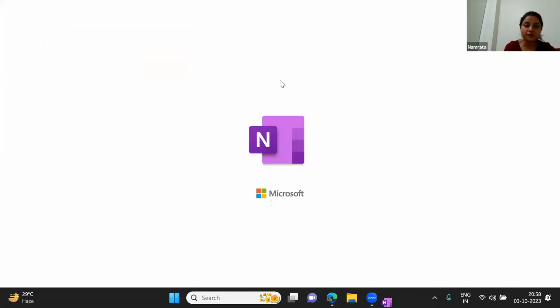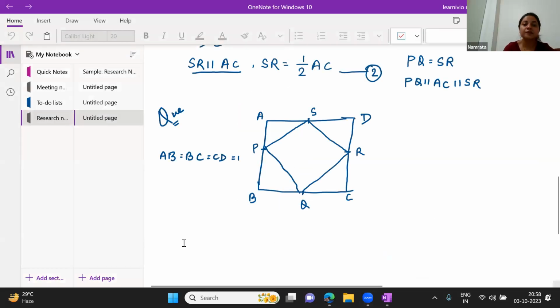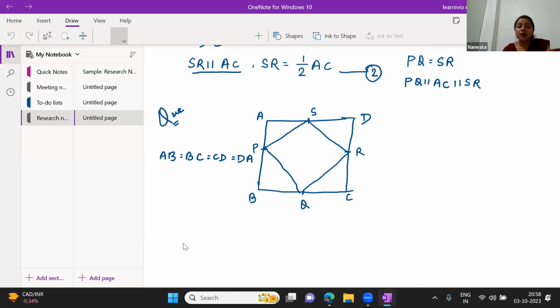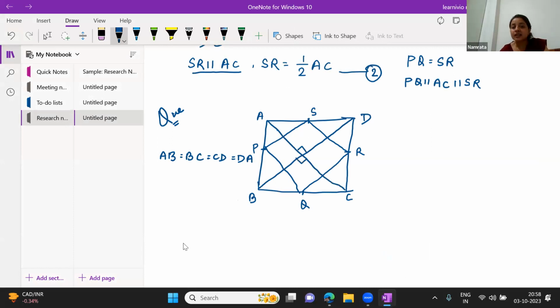Let me open it. Yeah. So AB, BC, CD, DA, all are of same length. Apart from that, the property of rhombus is the diagonals of a rhombus bisect at 90 degrees. This is 90, this is 90, this is 90, and this is 90. All right?